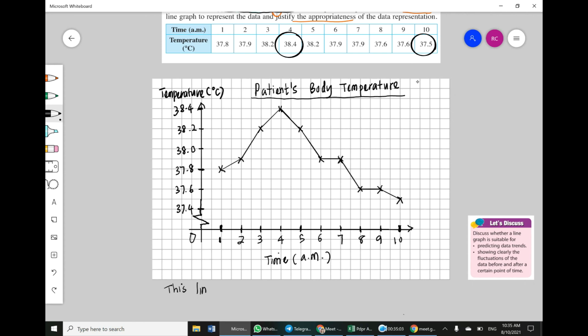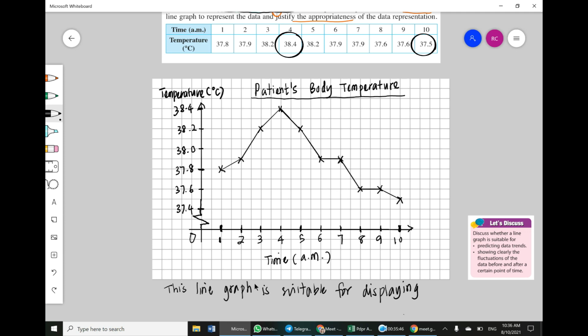Okay, this line graph is suitable for displaying. Okay, now it's displaying. So displaying what? You are going to refer to the horizontal line. So this is the time, right? And then this part is the temperature. So it is suitable for displaying the changes in the patient's temperature or in the patient's body temperature over a period of how many hours over here? 10 hours. Yes. So 10 hours.